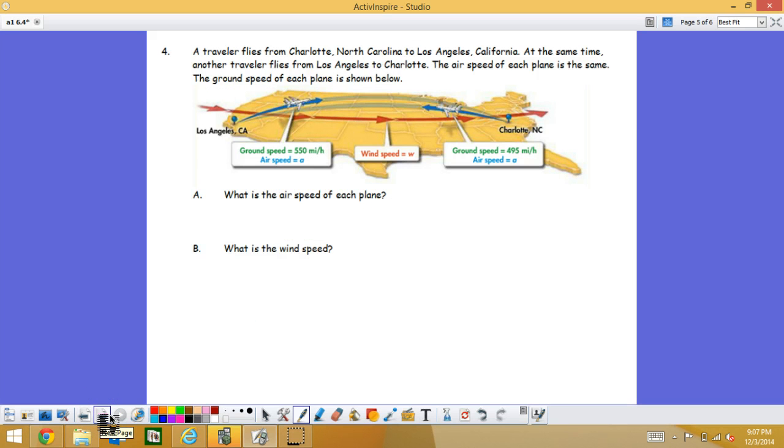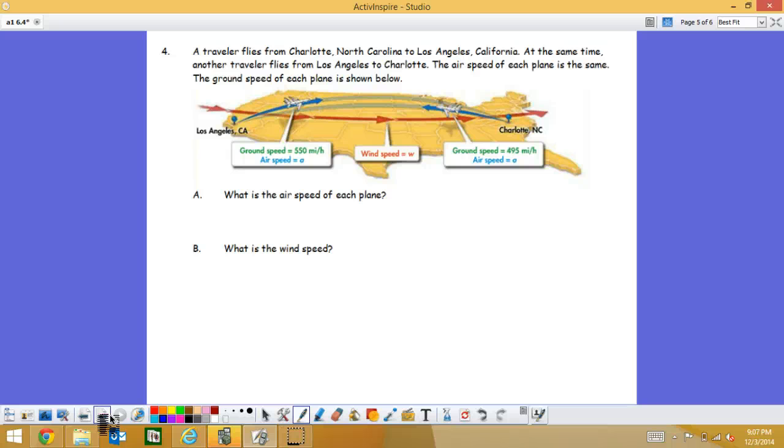Alright, then the next one deals with wind speed and airplanes. We will have some similar problems to this with current and so on, downstream and upstream. Okay, a traveler flies from Charlotte, North Carolina to Los Angeles, California. At the same time, another traveler flies from Los Angeles to Charlotte. The airspeed of each plane is the same, and the ground speed of each plane is shown below.